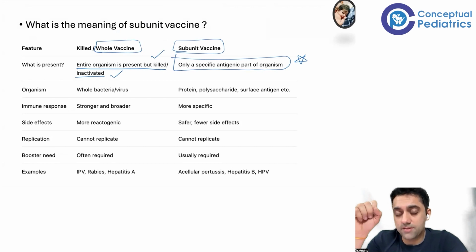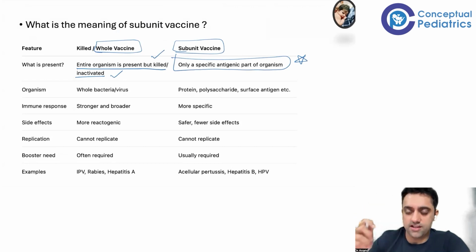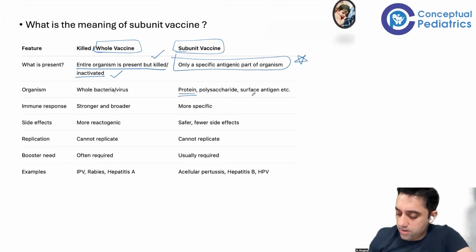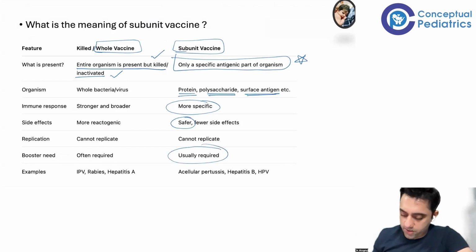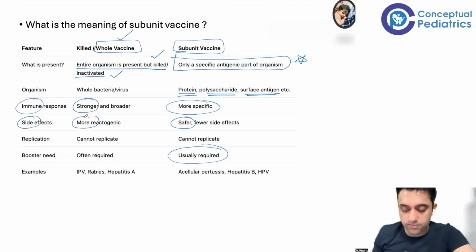We are not taking the whole organism, only a specific part of it, like the organism's protein, surface antigen, or polysaccharide. This is more specific and safer, but of course you need a booster dose with that. Whereas with the whole killed organism, the immune response is going to be stronger, but definitely the side effects will be more reactogenic. And a booster dose may or may not be required.